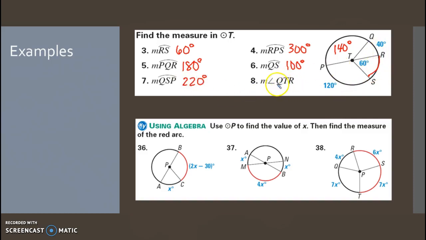And then QTR is an angle. QTR is this way. The intercepted arc is 40. It's a central angle, so it's going to be the same. And it's also 40 degrees.